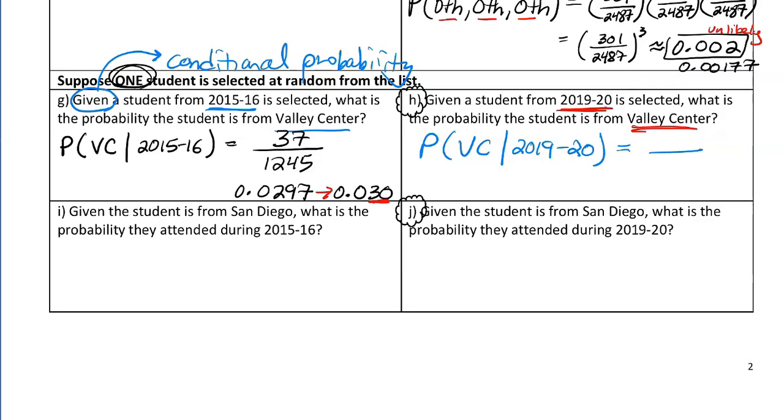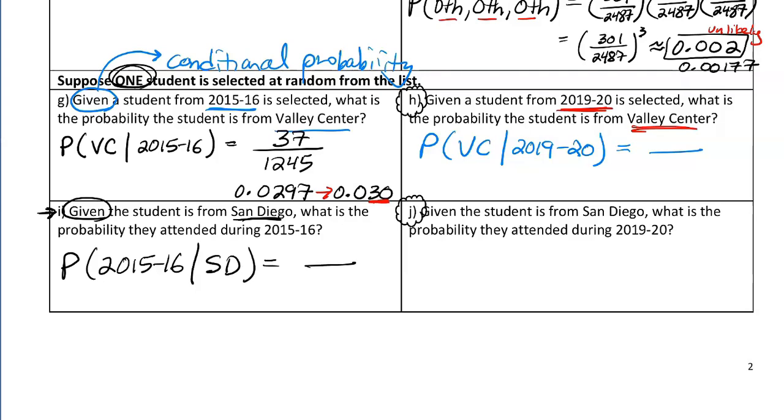And then the last question, conditional probabilities can be conditioned either way. On this first set, on G and H, we conditioned on the year, but in I, we're conditioning on the location that the student lives. Given the student is from San Diego, that's our condition, the given. What is the probability they attended during the 15-16 school year? Probability of 2015-16, given, we use a vertical line for the given, they're from San Diego, SD.